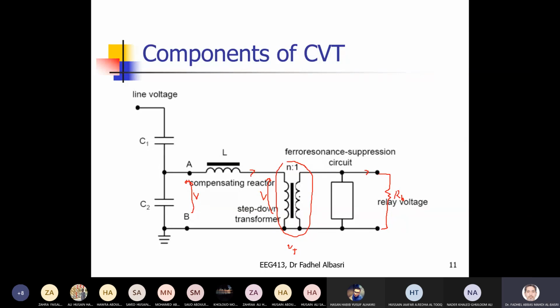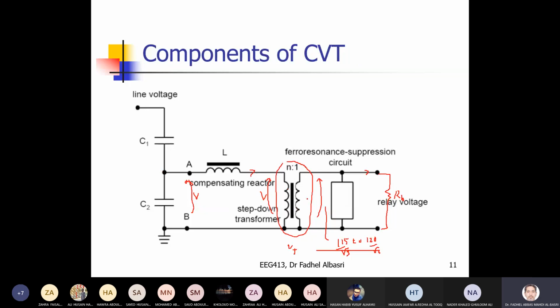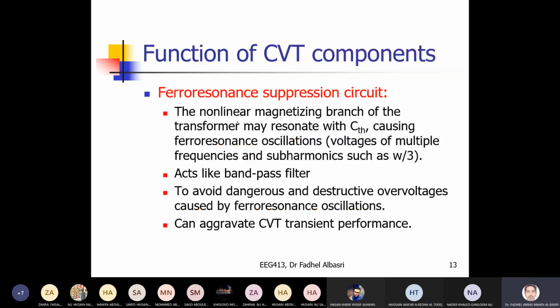And this is just a transformer, which will reduce this to the required voltage which I wanted, which is 115 line to line, or 115 to 120 volts over, of course, √3, for phase voltage, because this represents one phase. So that is what I explained to you: the purpose of the coupling capacitor, the purpose of the compensation reactor, the purpose of the step down transformer, which is this one, and the purpose of the ferroresonance circuit.